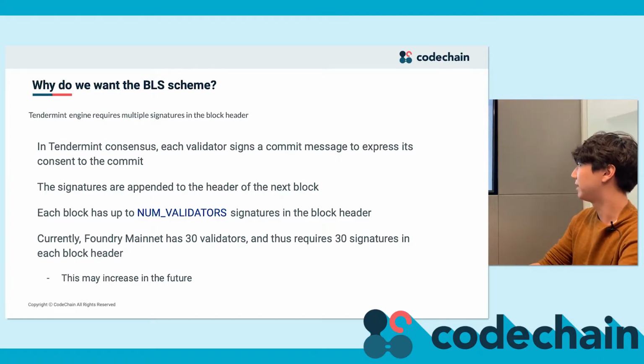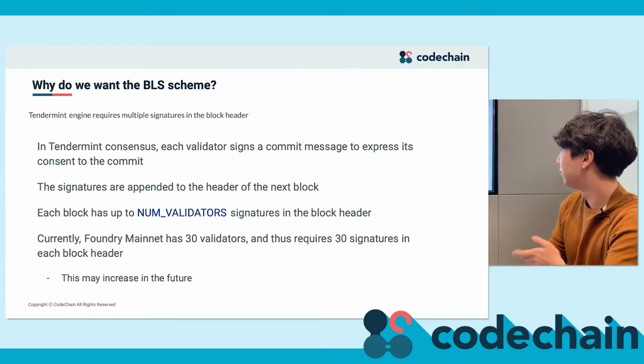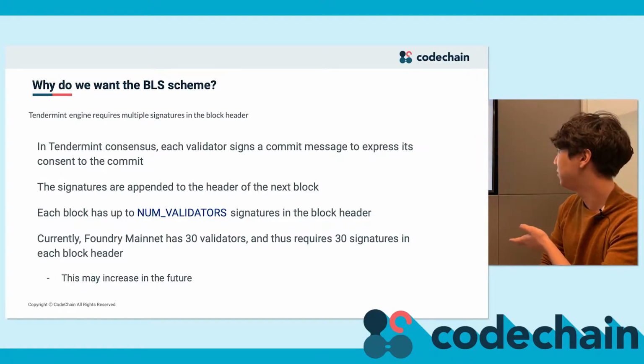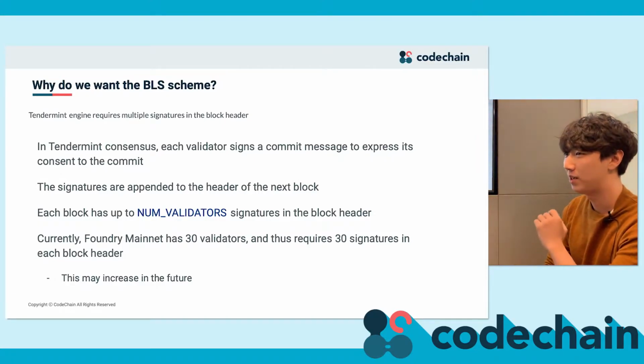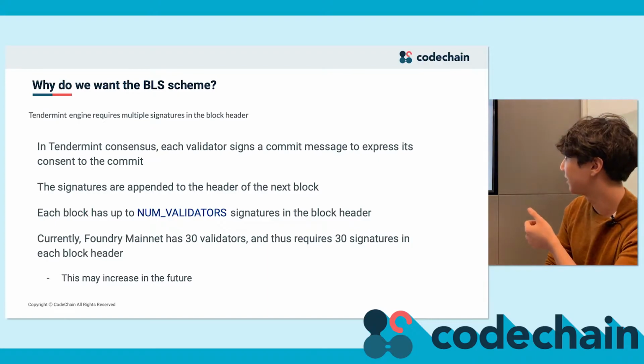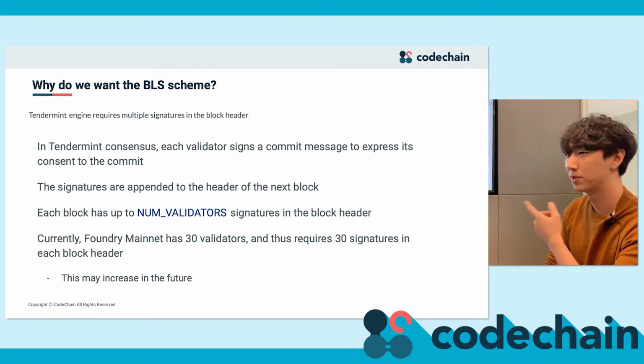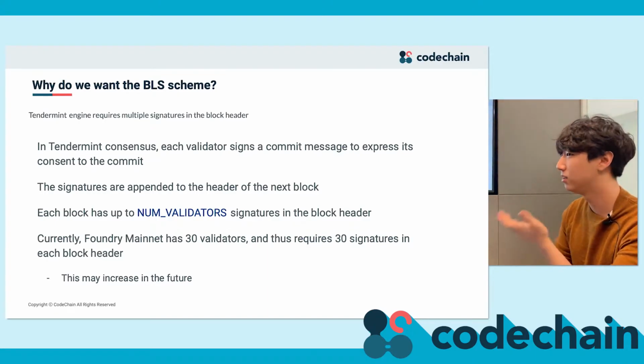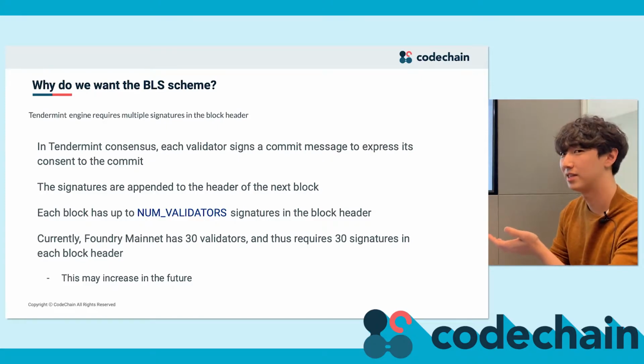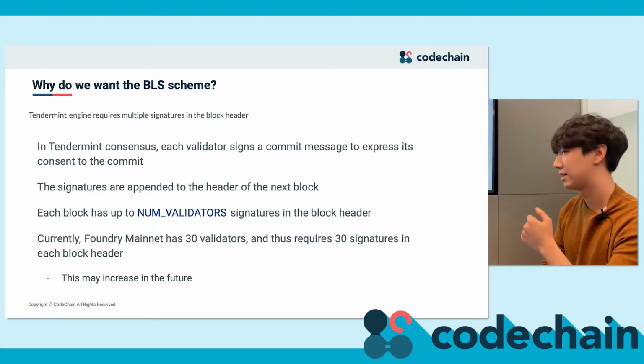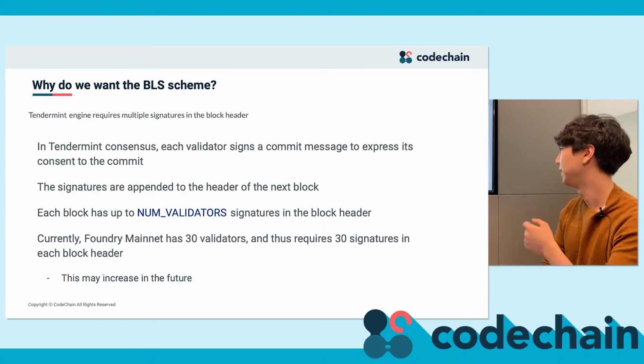Currently, the Foundry mainnet has 30 validators, so it requires 30 signatures in each block header, but this may increase in the future, maybe to about 100 or 300. But anyway, if we use signature aggregation, the signatures in the block header can be reduced from 30 signatures into a single aggregated signature. And that's the main reason we want to adopt BLS signature aggregation in Foundry.